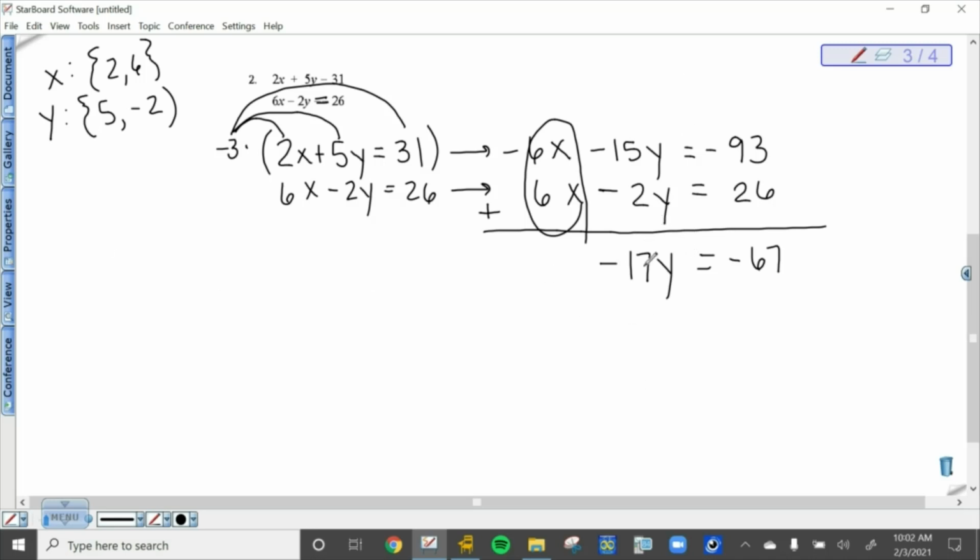So now what do I need to do to solve for y? Yeah, Alex, divide. What are we dividing by? Negative 17, which means I also divide this side by negative 17.